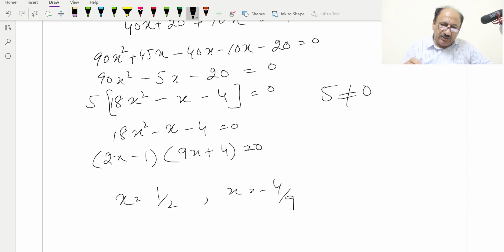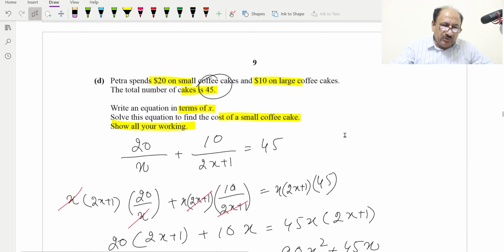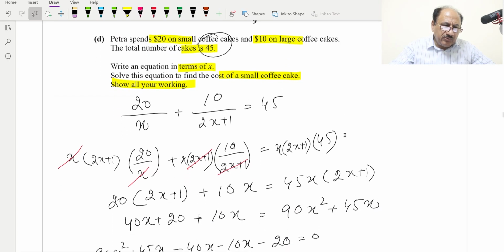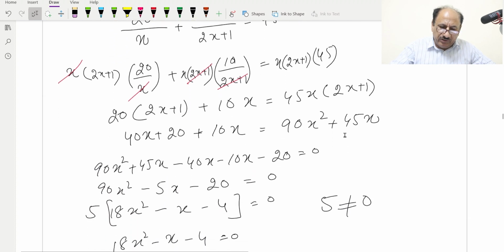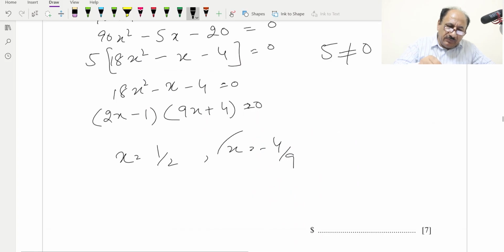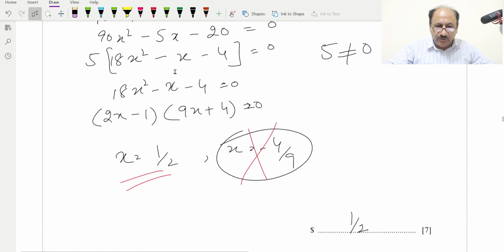Yes, so everything is fine. Now you can see this is a negative value, and we are calculating what? We are calculating the x value. Write an equation in terms of x, solve this equation to find the cost of a small coffee cake. So the x value cannot be negative, so we will reject this value, and our answer will be this one, which is 1 by 2. So we can write the answer as 0.5 or $1 by 2.